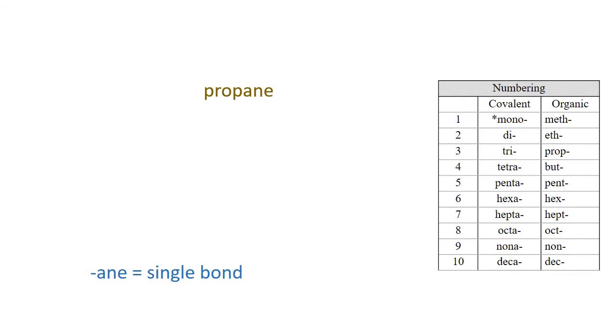And if I have propane, prop means 3 carbons. Ane means singly bonded. So I draw 3 carbons singly bonded. The first carbon will require 3 hydrogens, so it's making 4 bonds. The second carbon is already making 2 bonds, so I have to add 2 hydrogens to it. And the last carbon will need 3 hydrogens added to it. And that's the formula for propane.